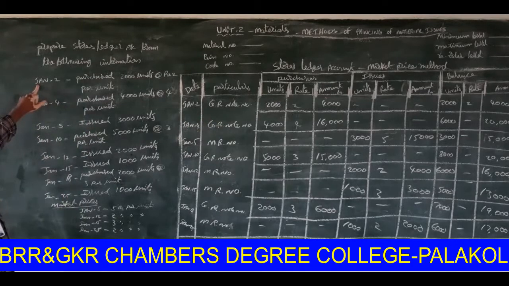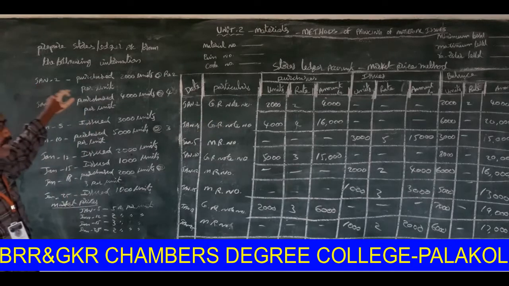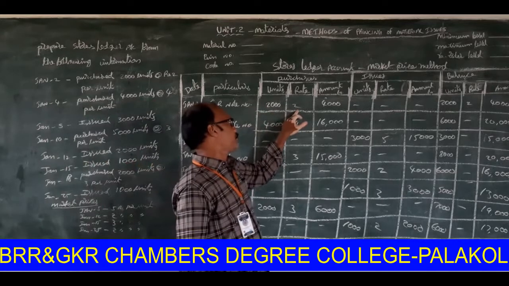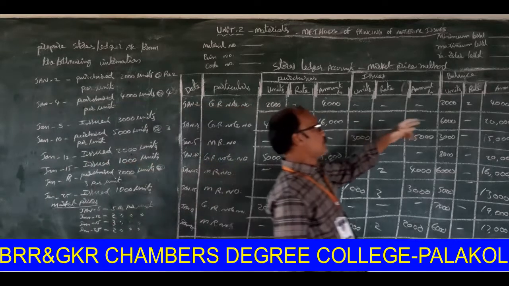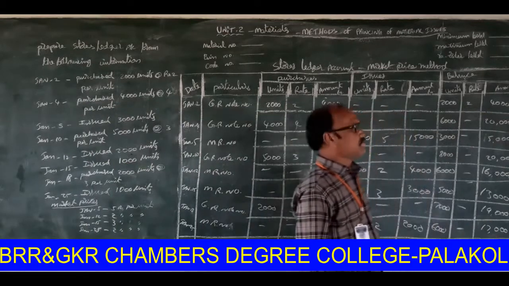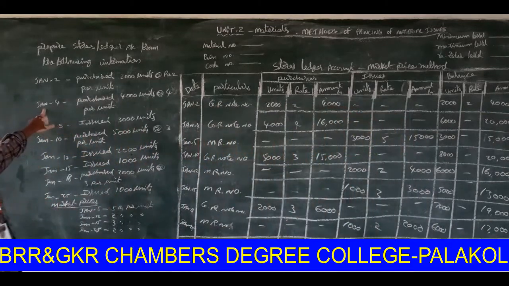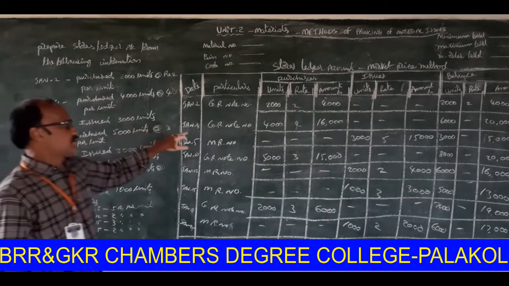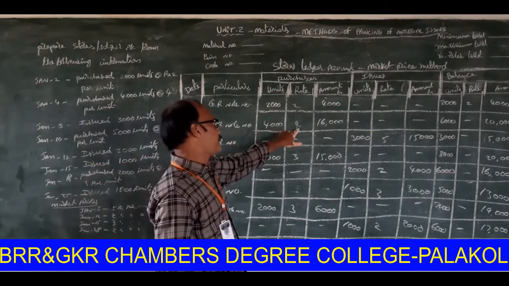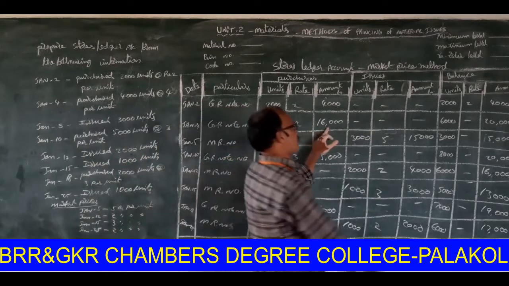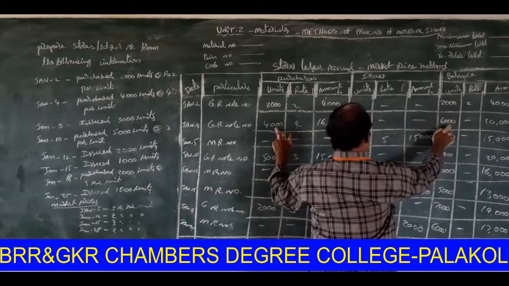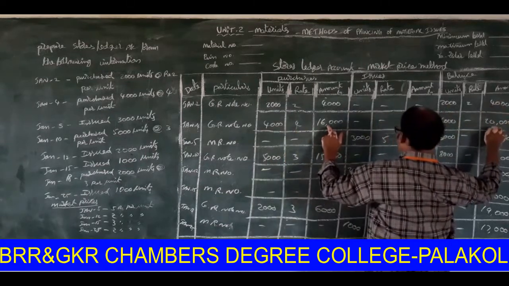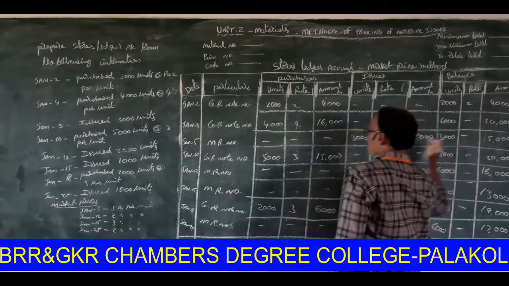January 2nd, purchased 2,000 units at the rate of 2 rupees per unit. Goods received note, 2,000 units, 2 rupees per unit, 2,000 into 2, 4,000. Next transaction. January 4th, purchased 4,000 units at the rate of 4 per unit. 4,000 into 4, 16,000. 2,000 plus 4,000, 6,000. 4,000 plus 16,000, 20,000.